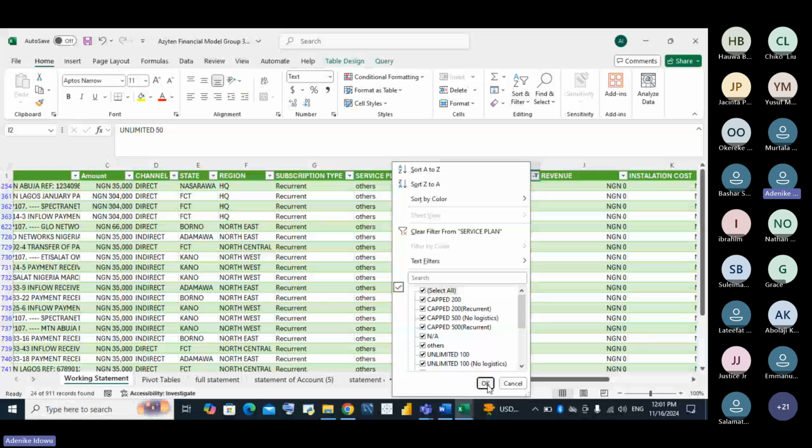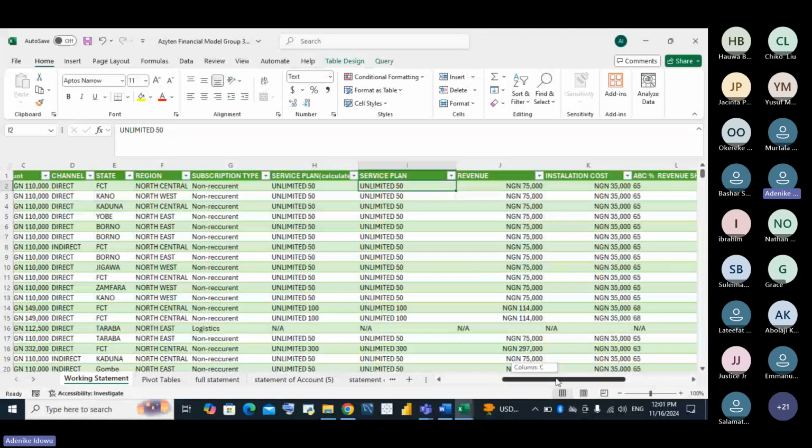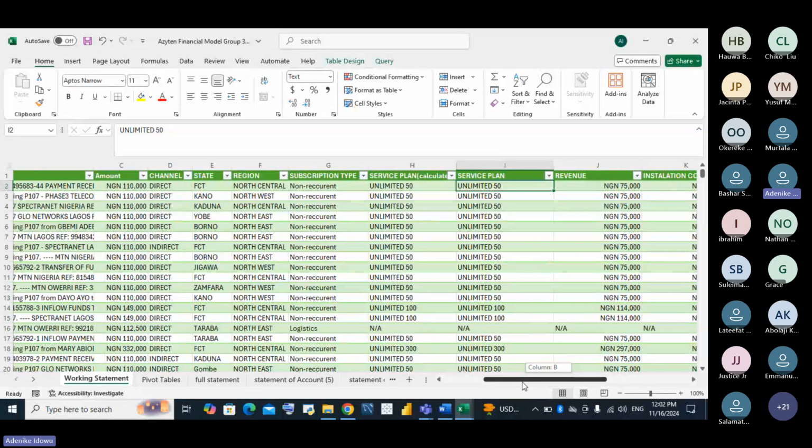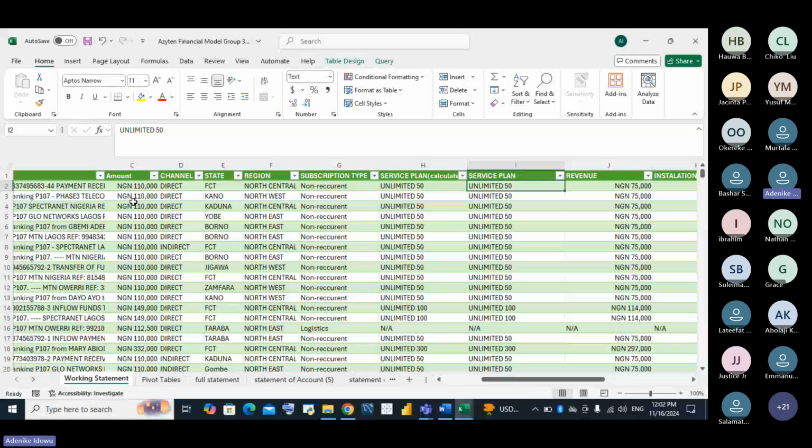Now we calculated the total revenue. This is our total revenue. We have removed the installation cost from them. So the total revenue for all these products is 75,000 naira, while the installation cost, if you add this one together, is going to be the same as the amount, which is 110,000. That's how we did it.